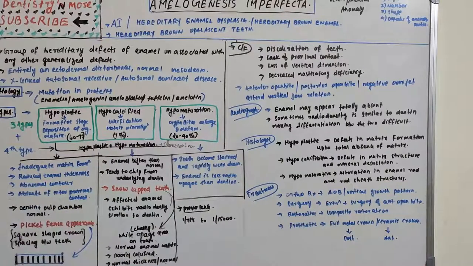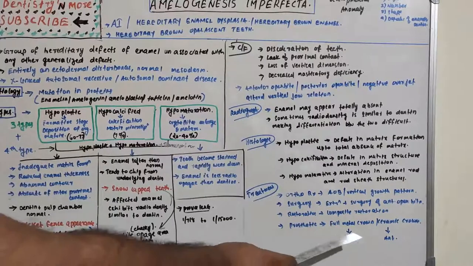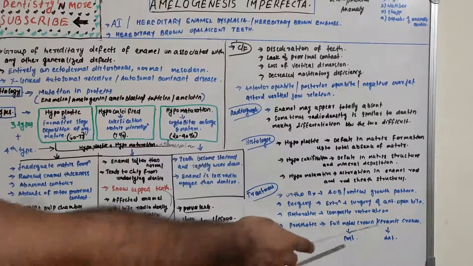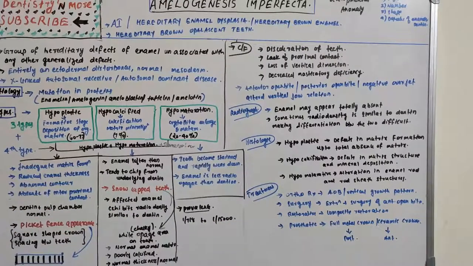And restorative treatment will be very common, like the composite restoration. Composite restorations are tooth colored restorations, because since it is an anterior tooth, the front teeth, aesthetic is a concern. So we can do composite restorations, and also prosthetic methods like crowns can be done, full metal crowns on posterior teeth, and ceramic crowns in anterior, or also we can do veneering. So that's about our treatment part.